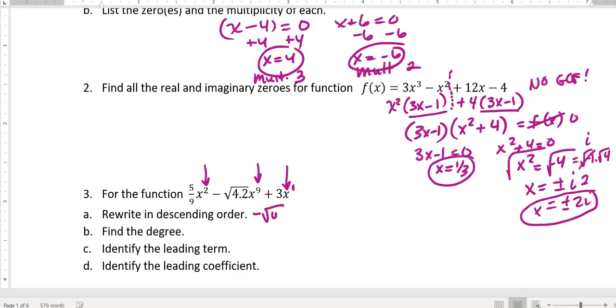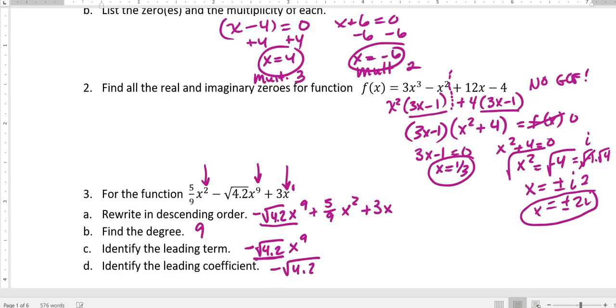and then the second highest one, and then the third. So you can see now my exponents are 9, 2, and 1. So they go in descending order. Find the degree. The degree is simply the highest exponent, so that's going to be 9. The leading term is that highest exponent term, the whole thing. And then the coefficient is the number in front of the variable, so it's going to be negative square root of 4.2.